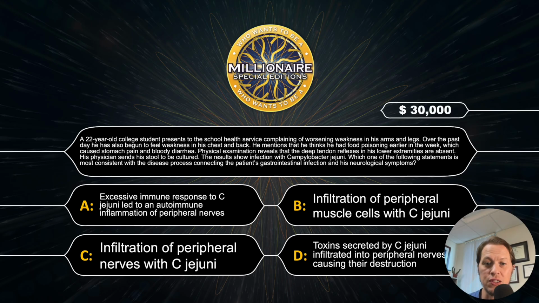Physical exam reveals that deep tendon reflexes in his lower extremities are absent. His physician sends his stool to be cultured. The results show infection with Campylobacter jejuni. Which one of the following statements is most consistent with the disease process connecting the patient's GI infection and his neurological symptoms? This one's also a tough one.